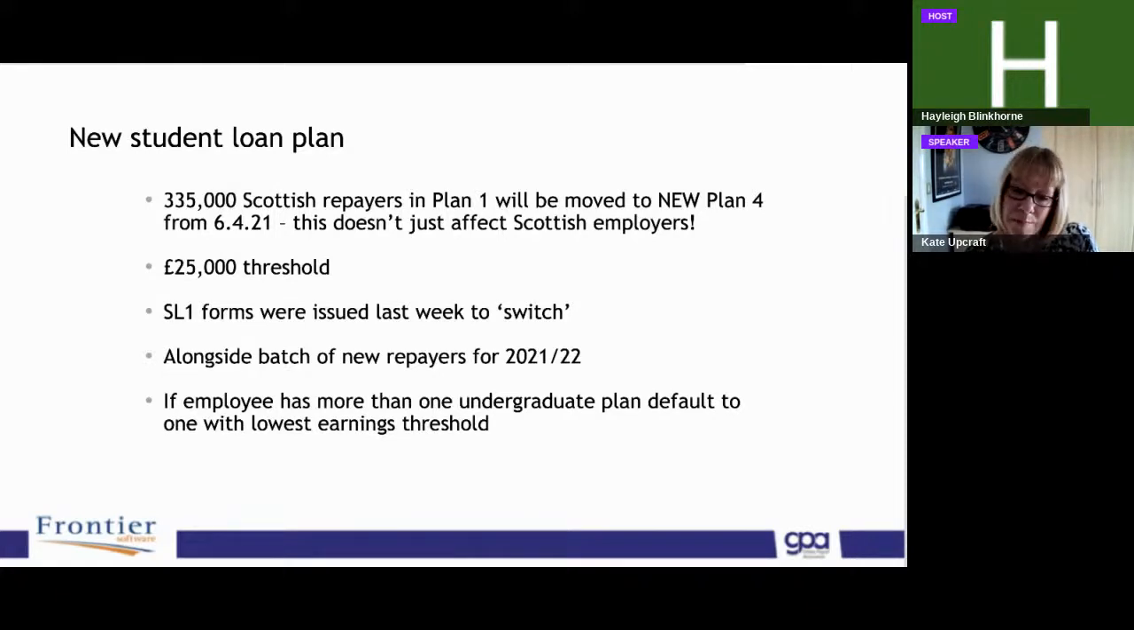This is not a matter just for employers in Scotland, it's a matter for employers across the UK, because it's where the employee or the individual at that point was living at the time they took their loan out, which would have been from the Scottish Awards Agency.